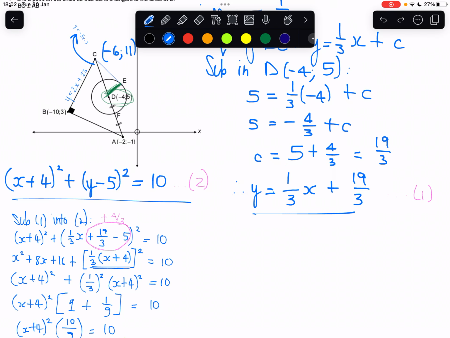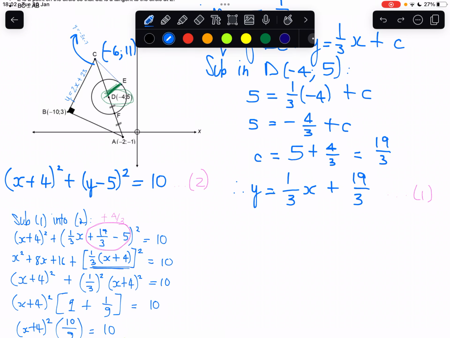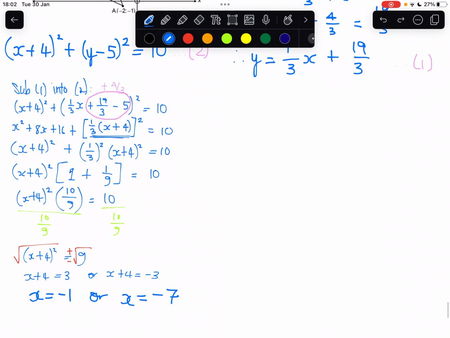So now, after all of that algebraizing, we have found that when x is equal to negative 1 and when x is equal to negative 7, we find points that lie both on the line DE and on the circle. So now obviously E can't be both of those.